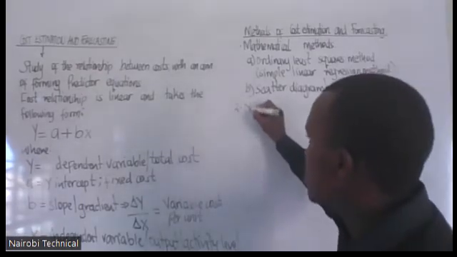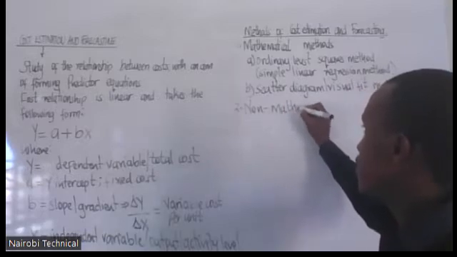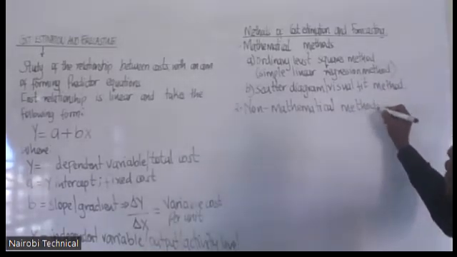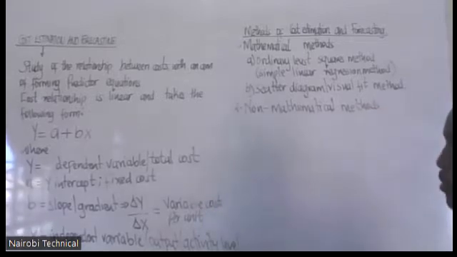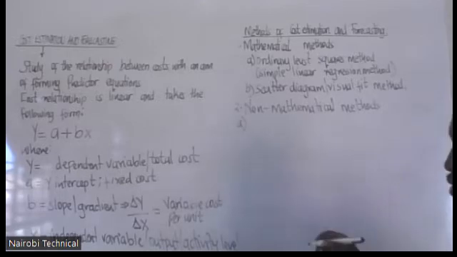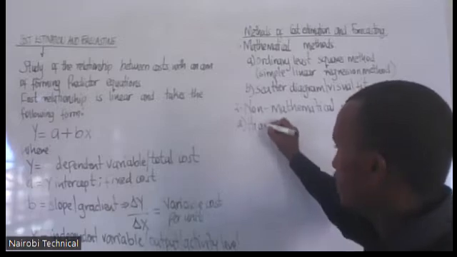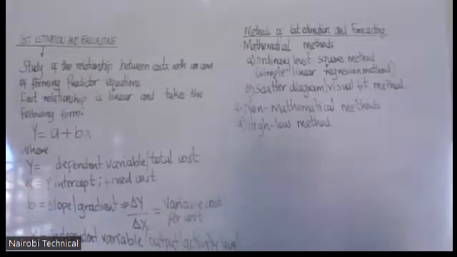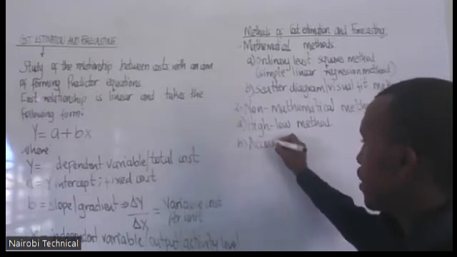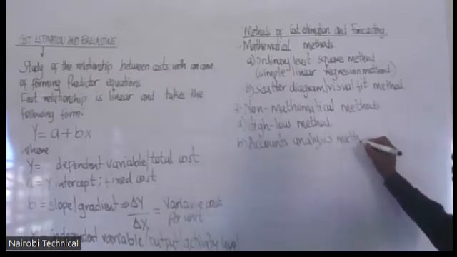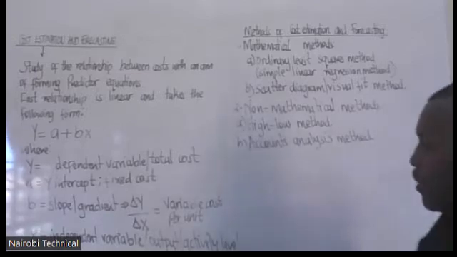Number two is non-mathematical methods. You have the high-low method. Then number two, you have that other method known as accounts analysis method.